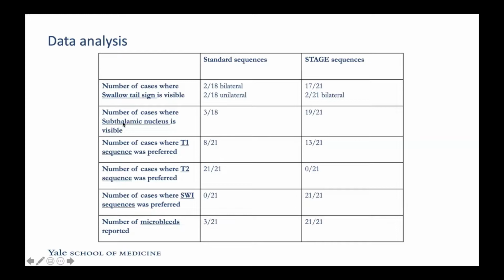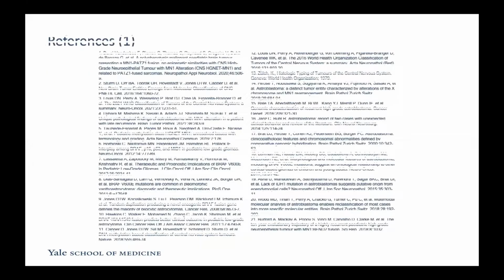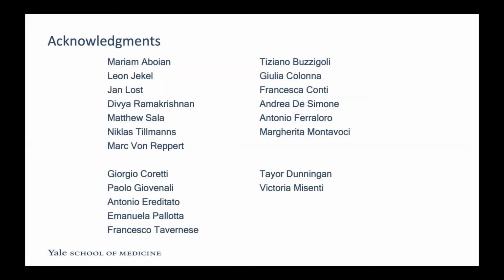These, outside the subthalamic nucleus, are just basically the main structures of the brain that we studied in order to understand whether one sequence was better than the other or not. So it's just for that. And so yeah, these are the conclusions, and that's all. Thank you.